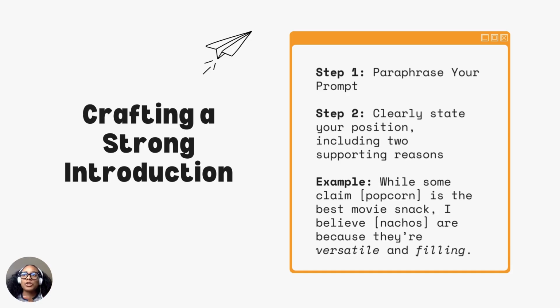So I am showing some type of thought to the counter argument, which all good arguments do. They don't ignore the other side to an argument. I already said, hey, I know other people may enjoy popcorn. However, I believe that nachos are the best because they are versatile. That's my first reason. And they are filling. That's my second reason. And so when I get to those body paragraphs, the versatility and how filling nachos are will be kind of like the bones and the body of those 2 paragraphs.